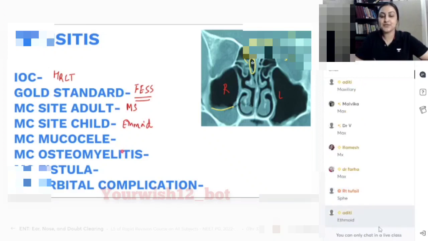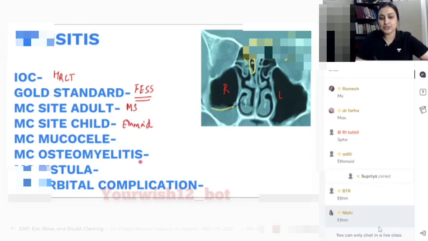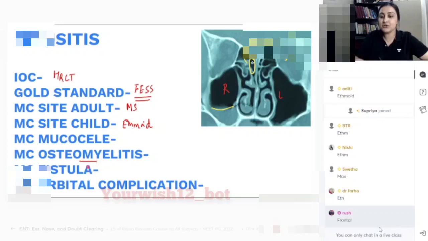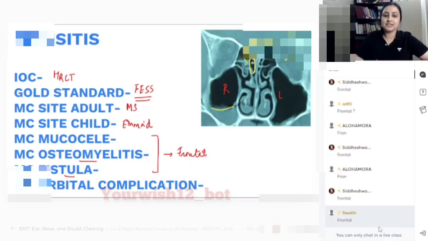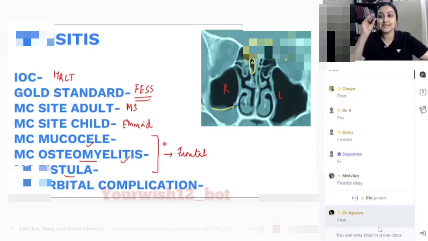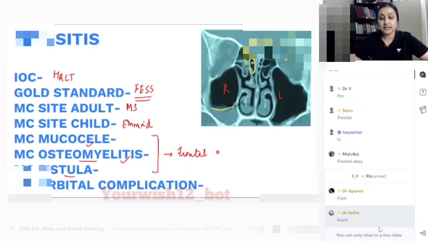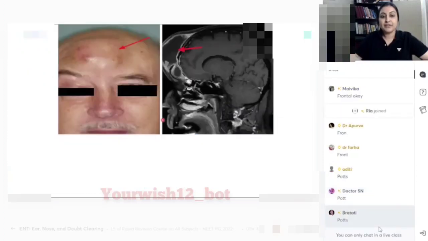What is the most common sinus to be complicated by mucocele, to be complicated by osteomyelitis, to be complicated by fistula? I make it simple. The answer is the same for all: frontal, right? So in the frontal sinus a mucocele will form when it's obstructed. When osteomyelitis forms, what do we call that? When there is osteomyelitis and there is a subperiosteal abscess, we call it Pott's puffy tumor.